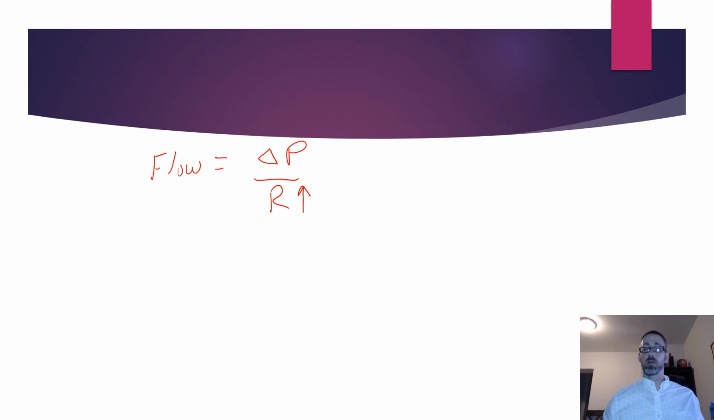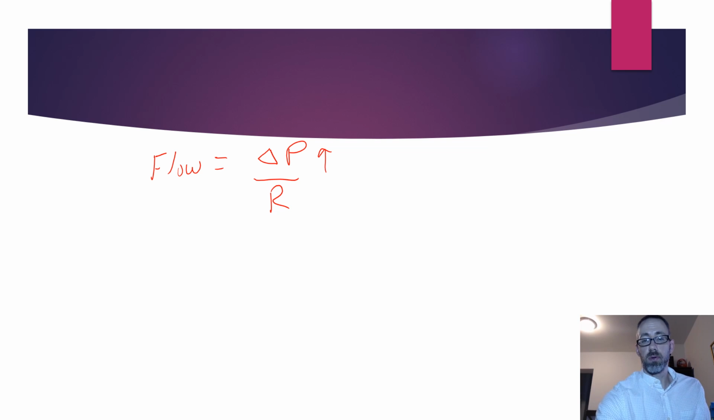All right, that's what we said before. The resistance resists flow. So as it goes up, flow goes down. Now, if on the other hand, I have a pressure difference, if I have a greater difference in my pressures, flow is going to go up.